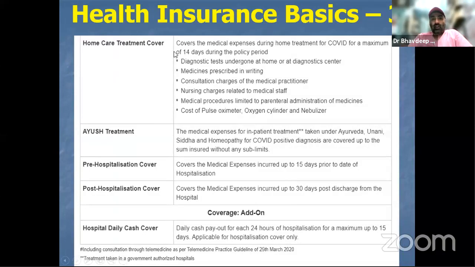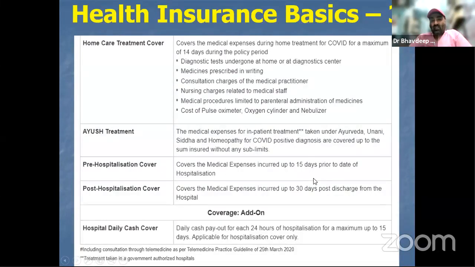So then home care treatment cover, what was allowed as 14-day from the policy: medicines which were given to you in writing by the doctors, diagnostic tests, consultation charges, any nursing charges, and if you had to purchase the oximeter, cylinder, nebulizer to be kept at home for continuation of the care, then it was covered. Ayush treatment, as I mentioned, not only allopathic, but all the Ayush treatments were also covered. If you are fond of taking a Giloy also, you were covered for those expenses also.